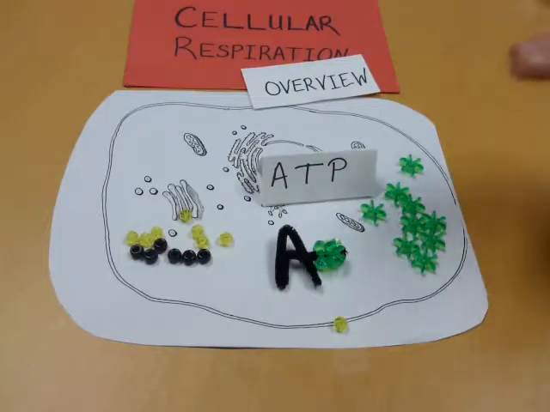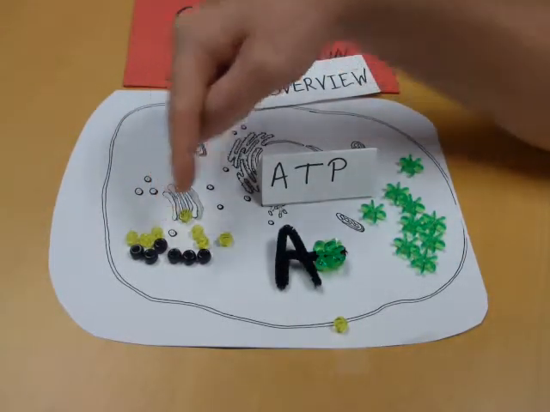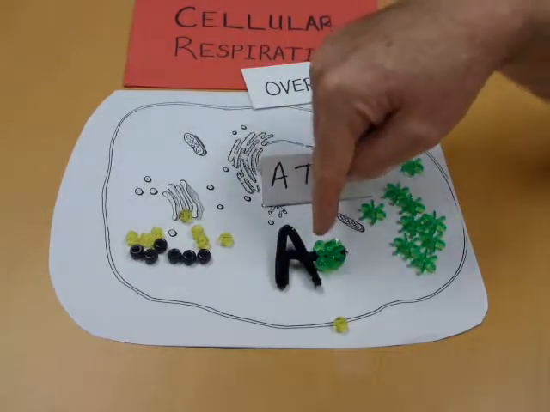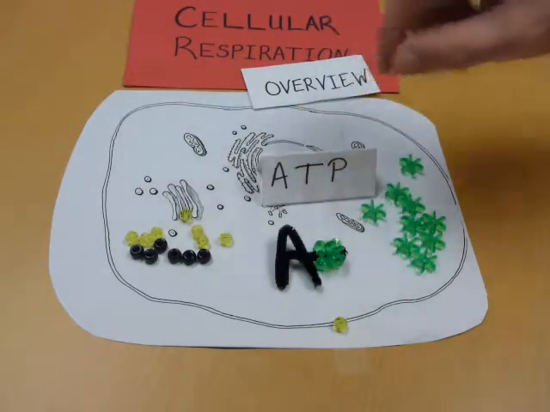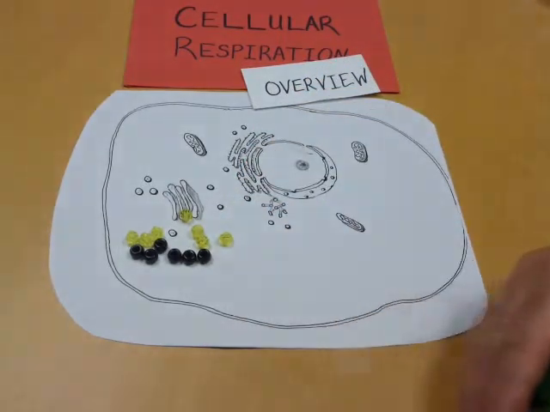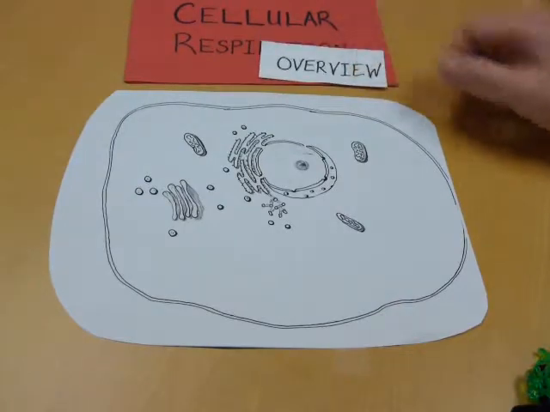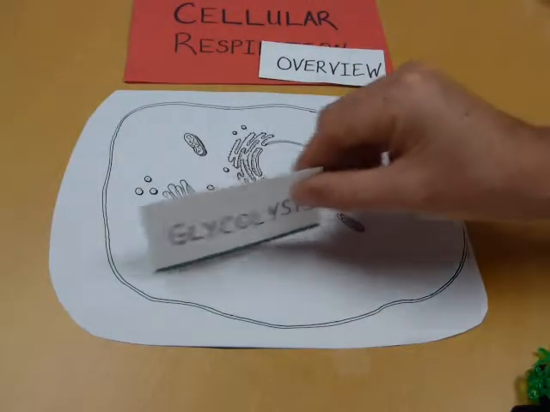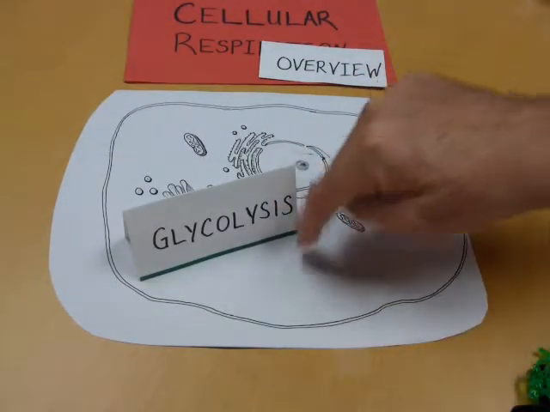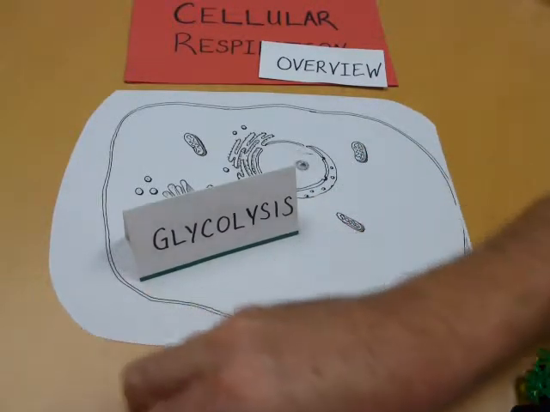All right, so the job of cellular respiration is to strip electrons off of glucose and use them to charge up ATP. Well, that's not done in one fell swoop. It's done in a variety of steps. The first step is glycolysis, and that happens here in the cytoplasm. It's really the only step that happens in the cytoplasm.